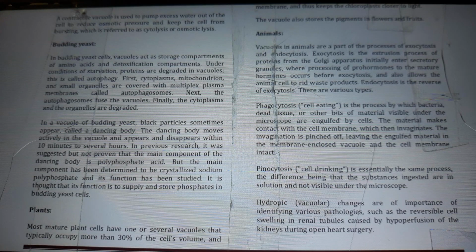Budding yeast. In budding yeast cells, vacuoles act as storage compartments of amino acids and detoxification compartments. Under conditions of starvation, proteins are degraded in vacuoles. This is called autophagy. First, cytoplasm, mitochondria, and small organelles are covered with multiplex plasma membranes called autophagosomes. Next, the autophagosomes fuse with the vacuoles. Finally, the cytoplasm and the organelles are degraded.